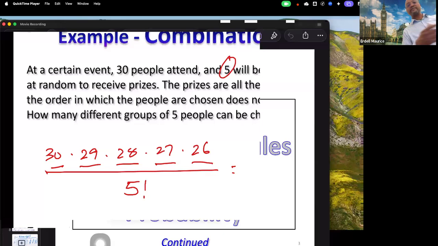Questions? Comments? Queries? Concerns? The big thing you have to look for right here is whether or not the order matters. That switches us from permutations into combinations.